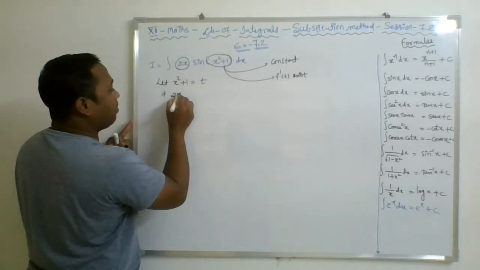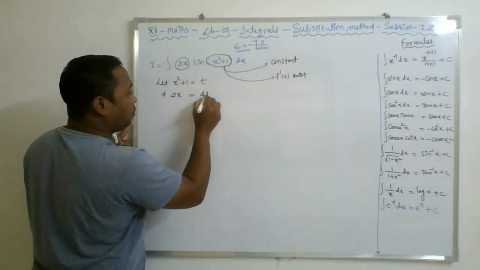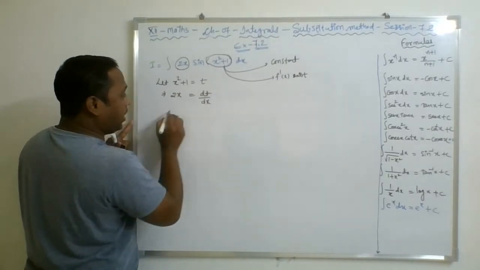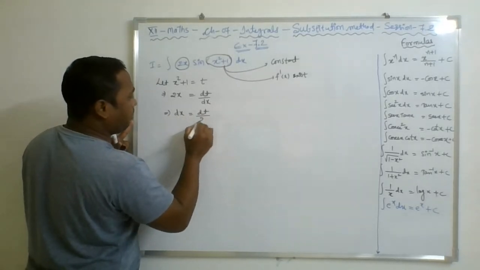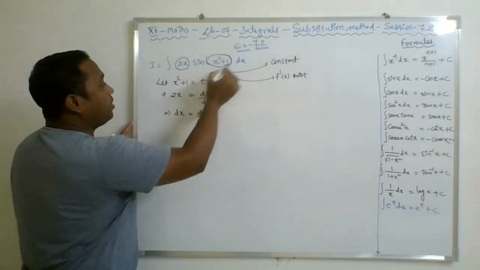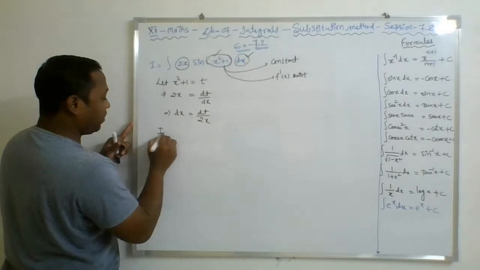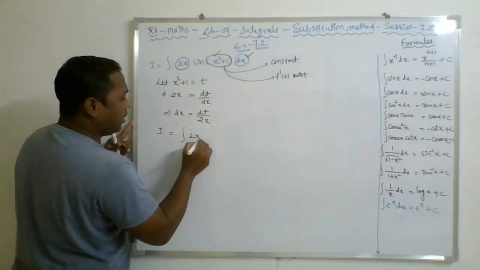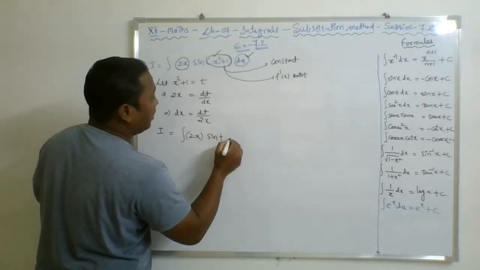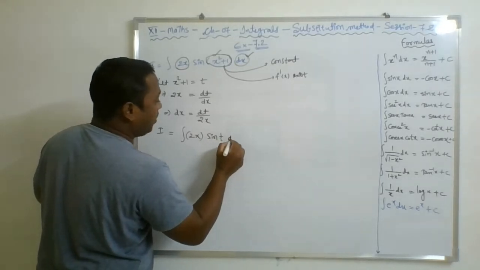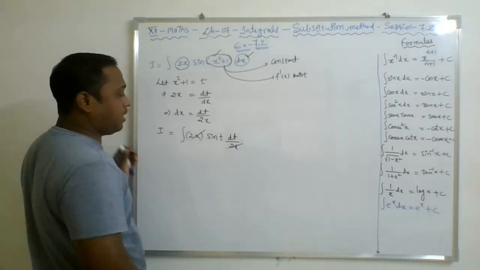So ultimately it becomes 2x, the derivative of the constant is 0, is equal to dt by dx. So ultimately dx is equal to dt by 2x. Now change dx and the variable together. So I is equal to 2x into sine t into dt by 2x, and this 2x gets cancelled.